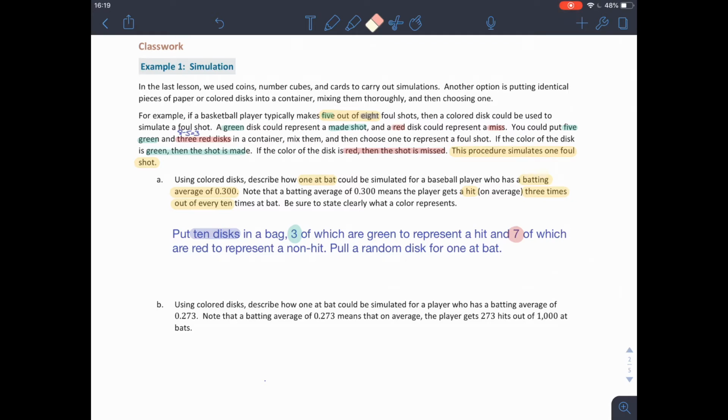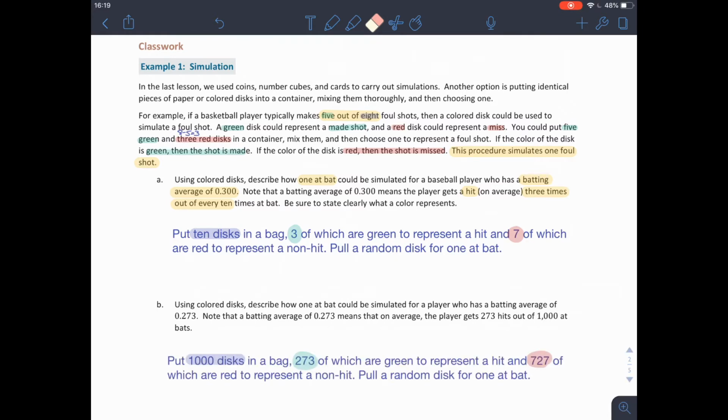So our strategy for this one here is identical to the last one. The only thing that's changing are our numbers. So instead of putting in 10 discs, we're putting in 1,000 discs. Instead of 3 being green for the hits, 273 would be green for the hits, since that's how many out of 1,000, according to our probability model here, would actually be hits. And then the other 727 would be red. If we pull one at random, that's our at-bat.